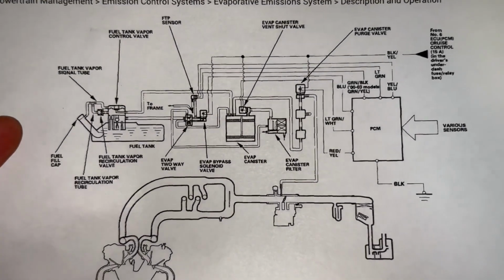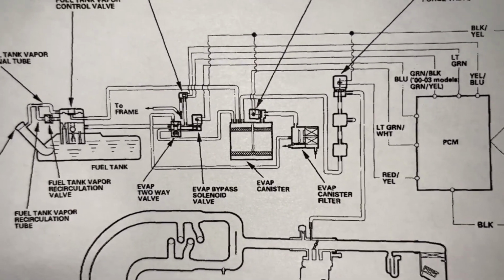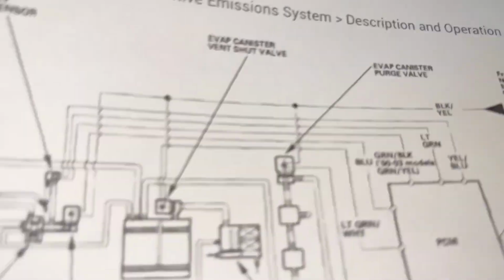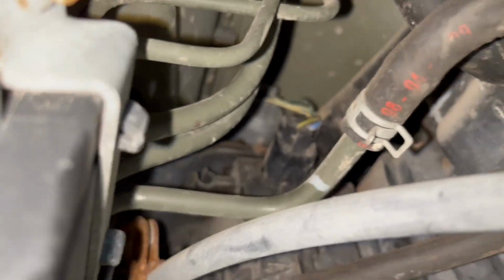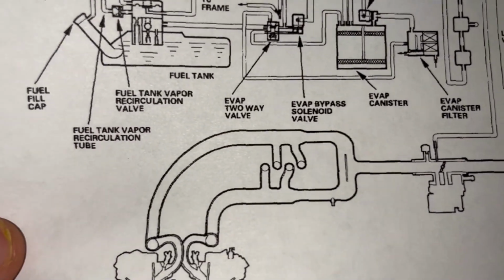So here I have the schematic for the layout of the evap system, and you can see that the evap canister filter is right on the side here, this little filter, and that blue and yellow wire up there, that would be our evap bypass solenoid valve.